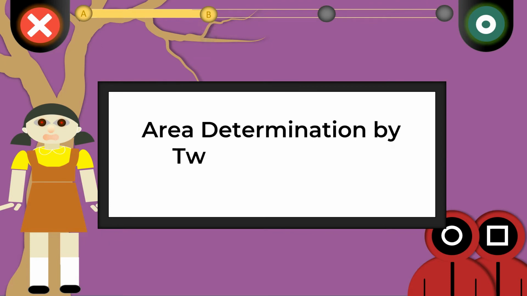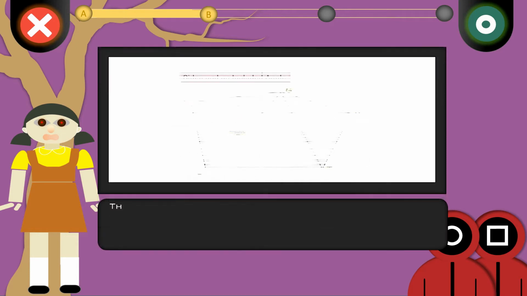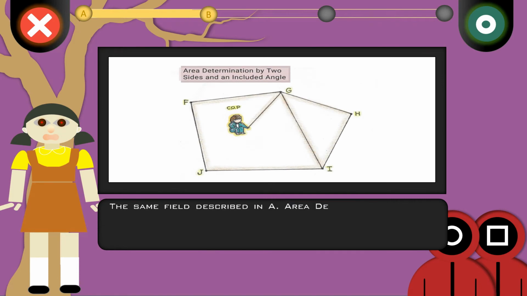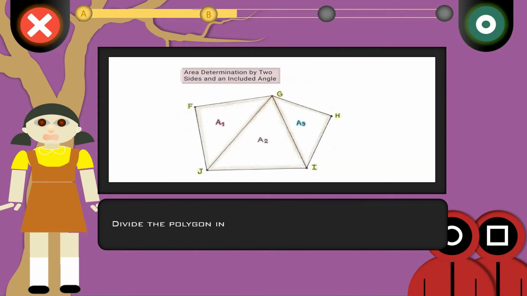Area determination by 2 sides and an included angle. The same field described in A, area determination by base and altitude, will be used for this method, but change the designations on the corners. Use F, G, H, I, and J instead of A, B, C, D, and E. Divide the polygon into 3 triangles.